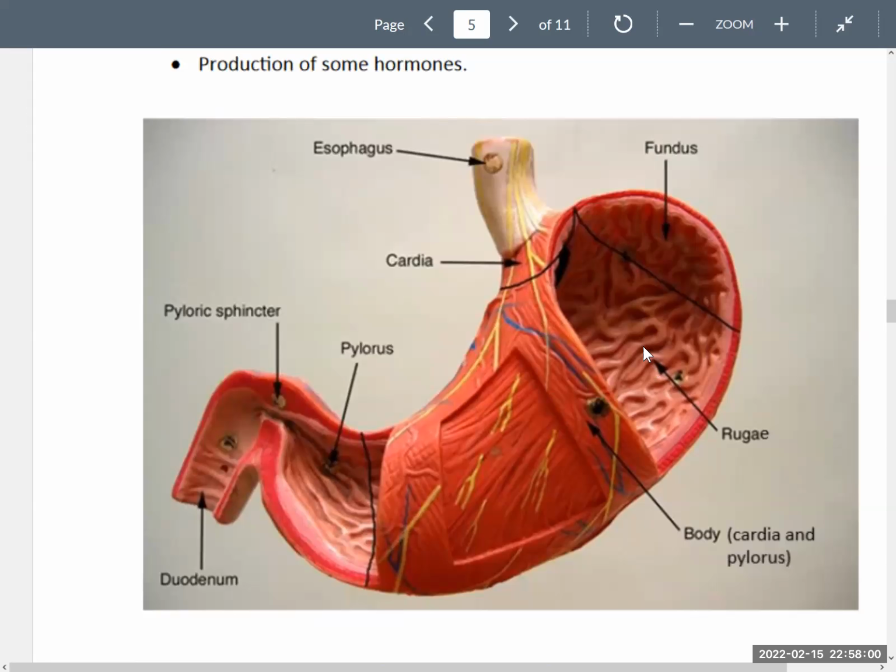Inside of the stomach, we have these rugae all the way through here. These are rugae. These greatly increase the internal surface area of the stomach, but mainly they push the material that's in the stomach around for mechanical digestion.